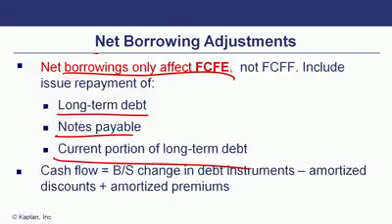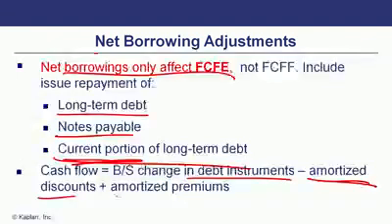Now, just to make sure we're clear on this, in current liabilities there's the current portion of long-term debt. Remember, in working capital, it's not just the current liabilities. While this portion would be in the current liabilities section, it would be accounted for in your net borrowing. Now, your cash flow essentially is the balance sheet change in your debt instrument. Is your debt going up or is it going down? And any amortization: adding back amortization of discounts, subtracting out amortization of discounts, and adding back amortization of premiums.